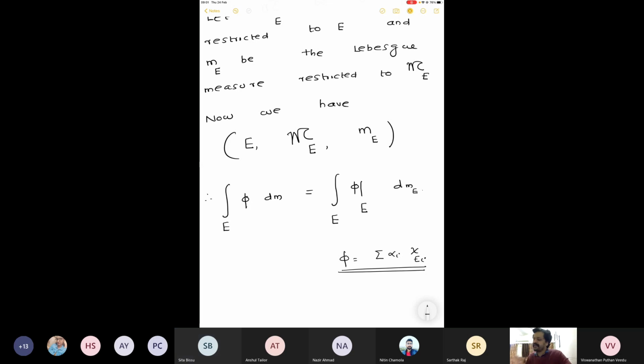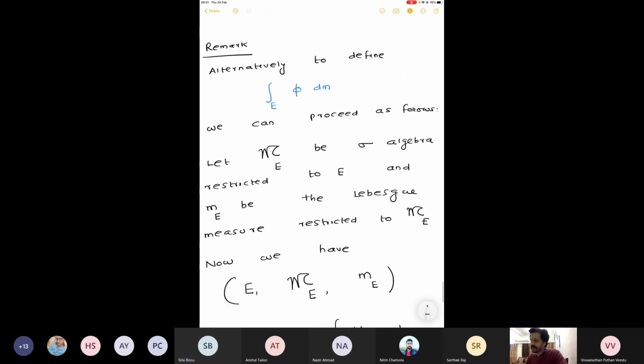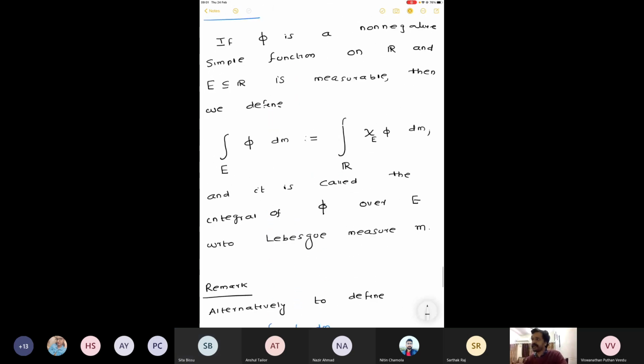Yes, sir. So we don't have to worry too much about this remark. Our way of approach will be that we will always have only a single measure space, namely (R, M, m). That is our measure space. If you want to integrate over sets other than R, you will integrate over R the appropriate function. Instead of integrating phi, you will integrate chi E times phi, because the action of chi E phi is ultimately only on E.